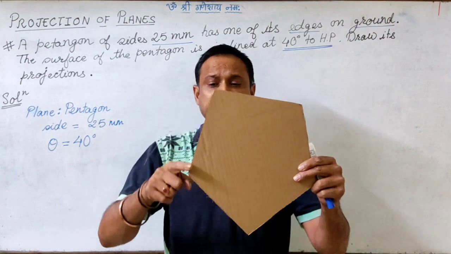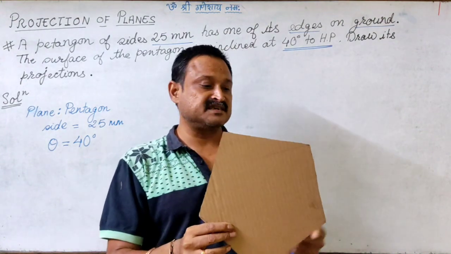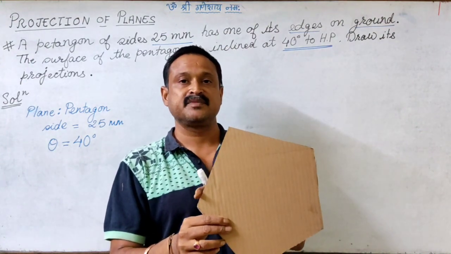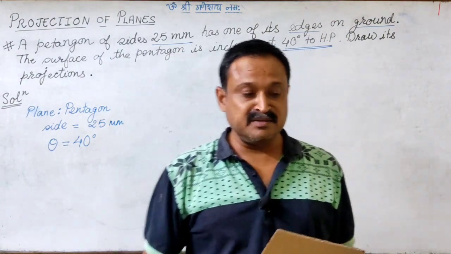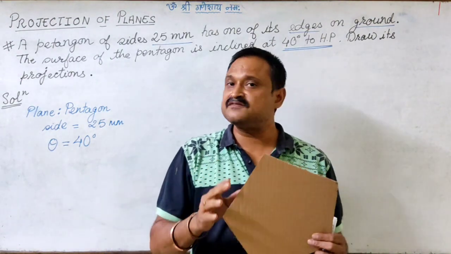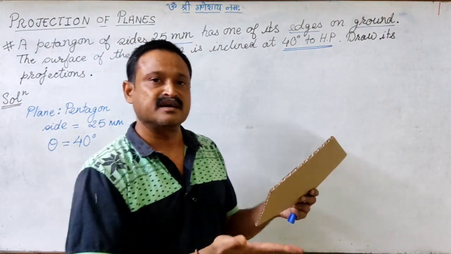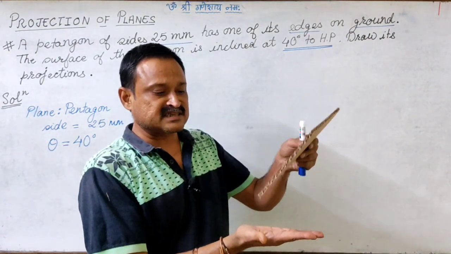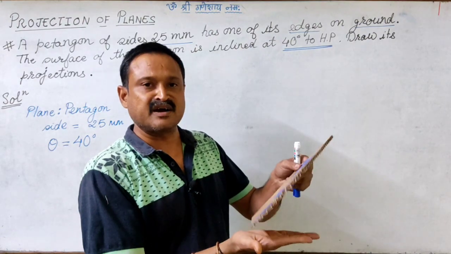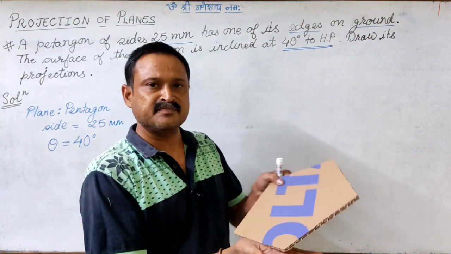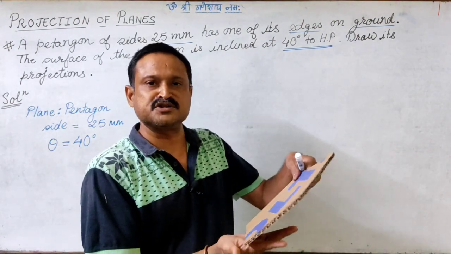A pentagon is having 5 sides, right? And in the problem it is mentioned that one of the sides is on the ground. Let us say my palm is the ground. So one of the sides is on the ground. So I can keep it anyway, whichever way it is possible.